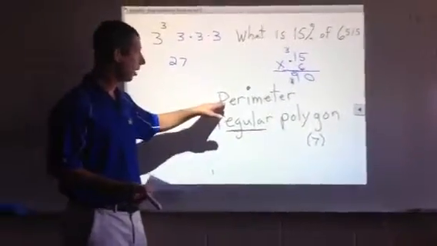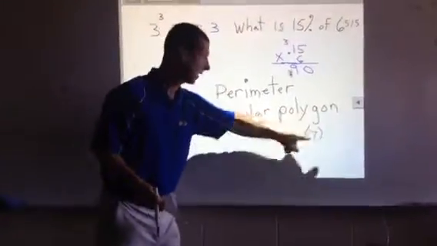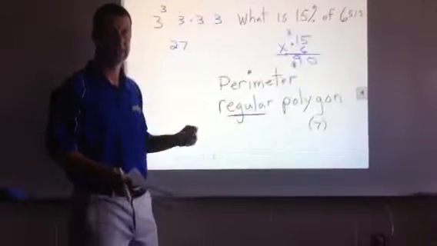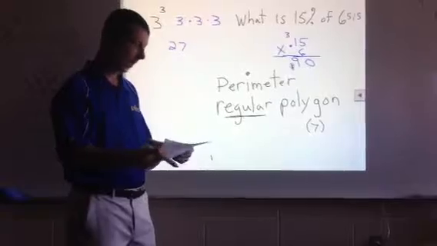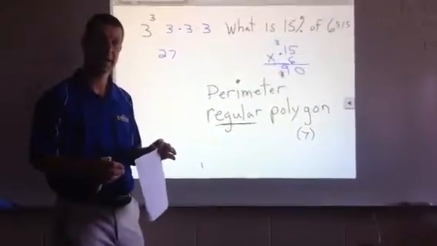Perimeter. Perimeter is the distance around something. If it's a regular polygon that's 7-sided, what regular means is that all the sides are equal length. Okay, and I think that should help you to complete the extra credit. Thank you.